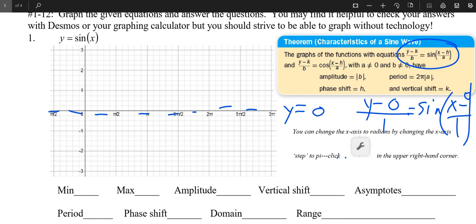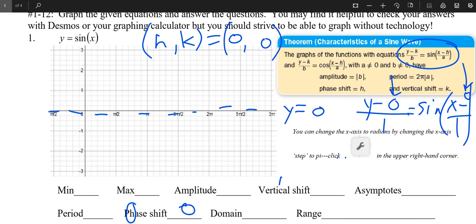What are H and K in this particular problem? They're both zeros, right? So the HK is 0, 0. The word phase shift has an H in it. That's your H, 0. The word vertical has a K in it. So that's your K value, right?